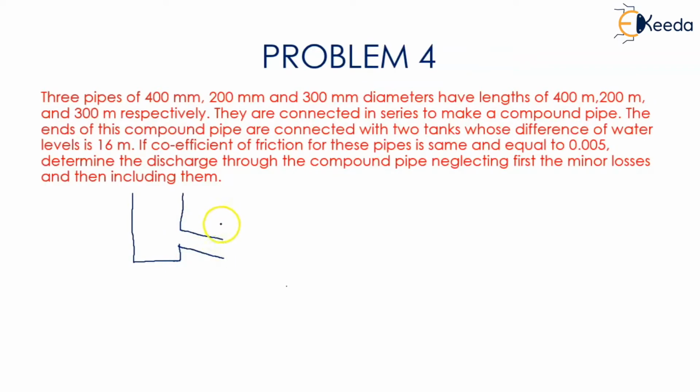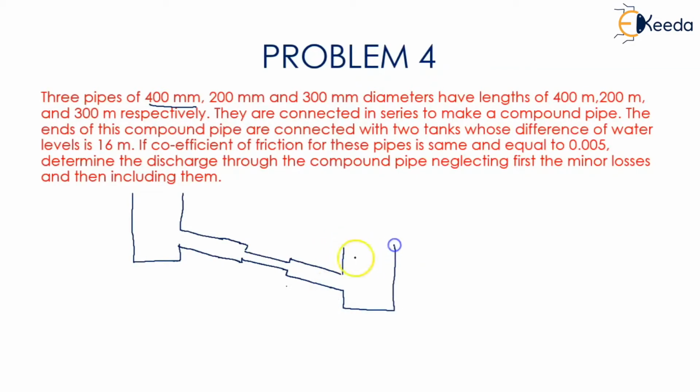So firstly, the first pipe is of 400 mm dia and length of the pipe is again 400 meter. So now over here for the second pipe, the diameter given to us is 200 mm. So here it is getting suddenly contracted and the length of the second pipe is 200 meter. Next again for the third pipe, we have a sudden expansion because the diameter of the pipe is 300 mm and the length of the pipe is 300 meters and it is connected to a reservoir.